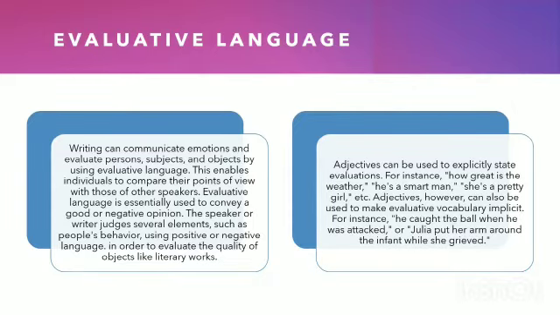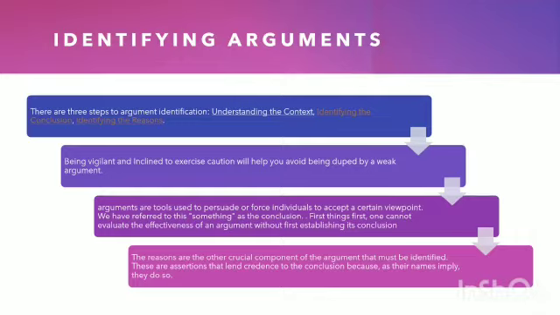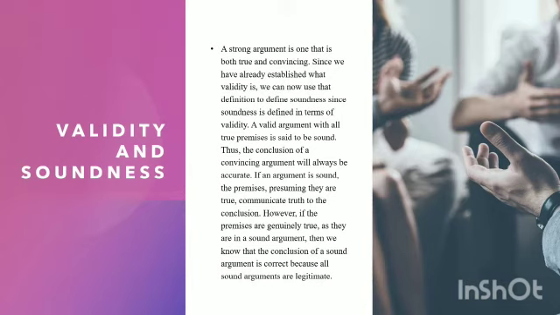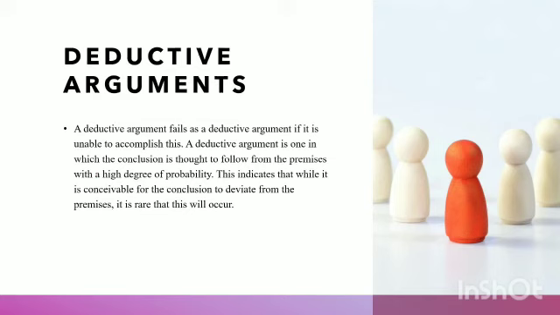Finally, we can use evaluative language. So what is evaluative language? Evaluative language is essentially used to convey a good or negative opinion. The speaker or writer judges several elements, such as people's behavior, using positive or negative language. In order to evaluate the quality of objects like literary works, adjectives can be used.